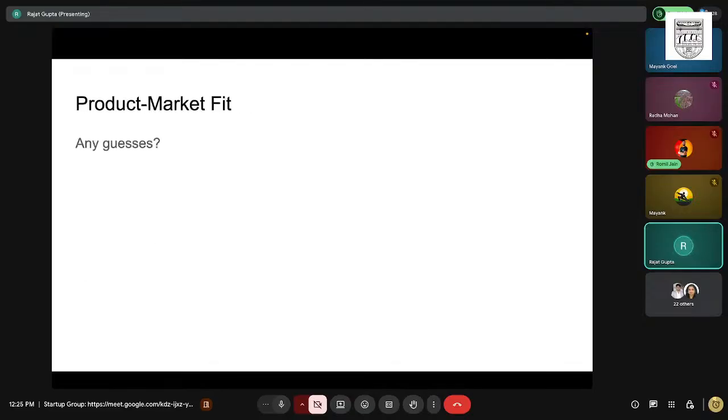So actually, let's come to this slide. Does anybody want to explain what product market fit is? Why does a startup stop being a startup the minute it hits product market fit?